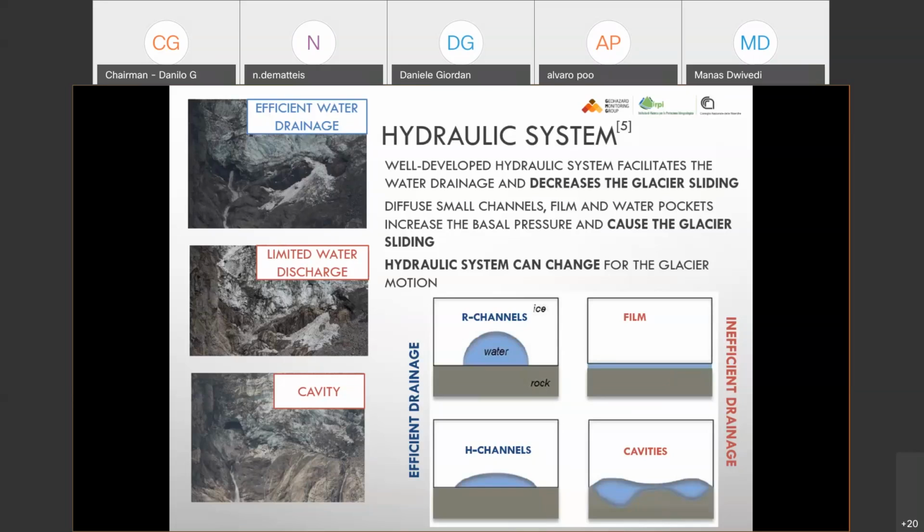And it is important to monitor the water discharge, because suppose that during a period of high temperature, we observe a limited water discharge. This can imply that there is an accumulation of water inside the glacier, and therefore the instability of the glacier increases.